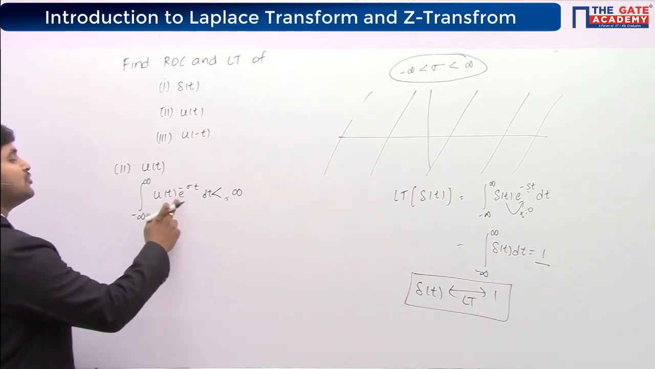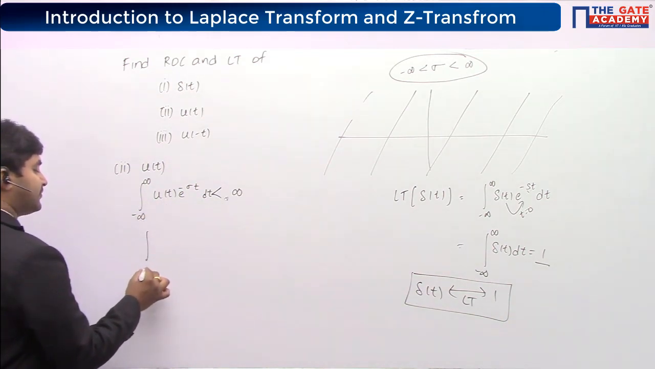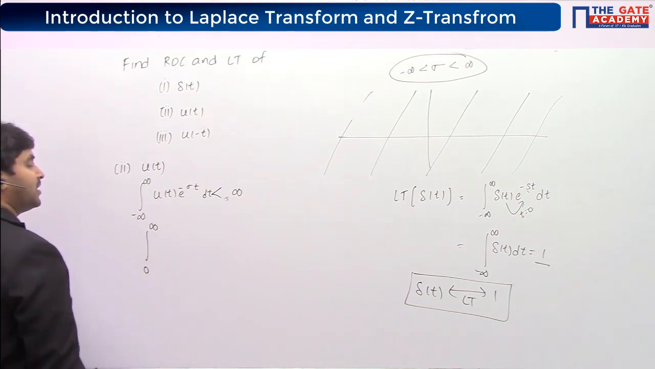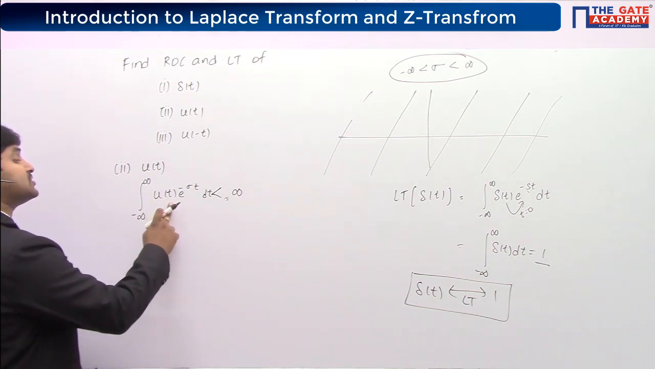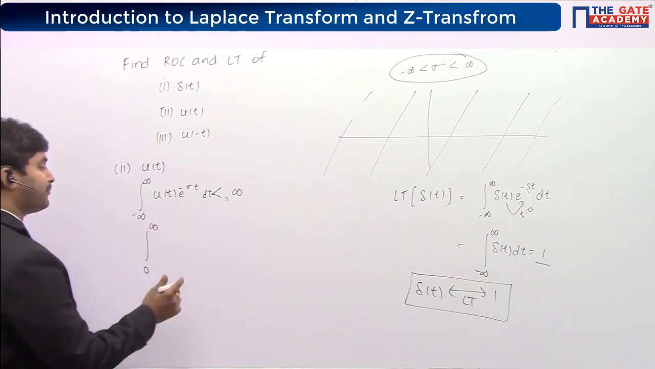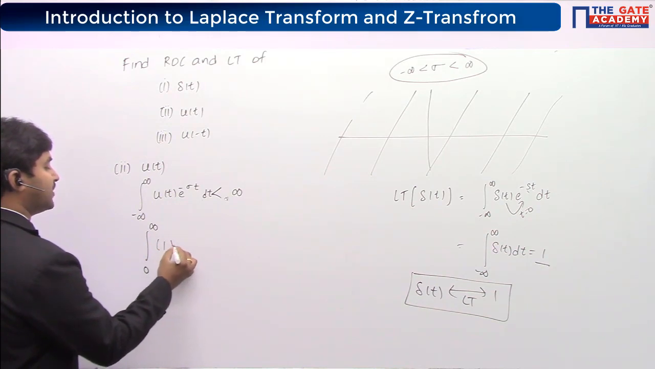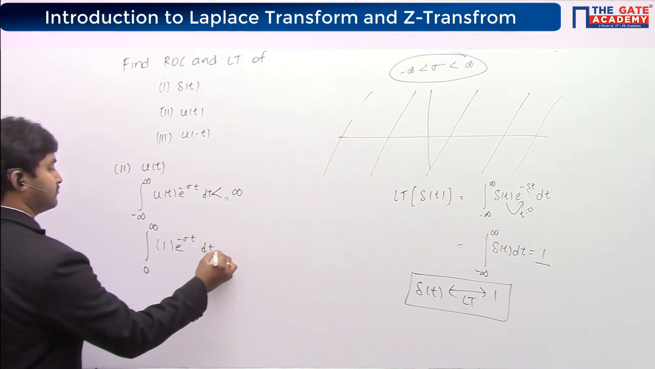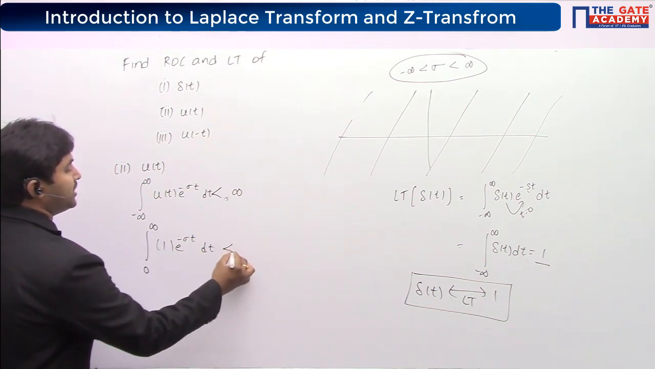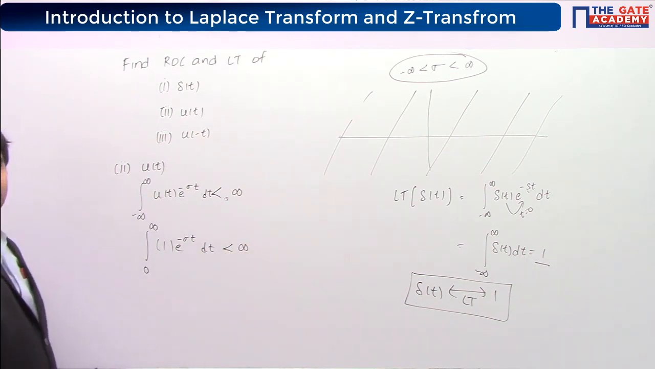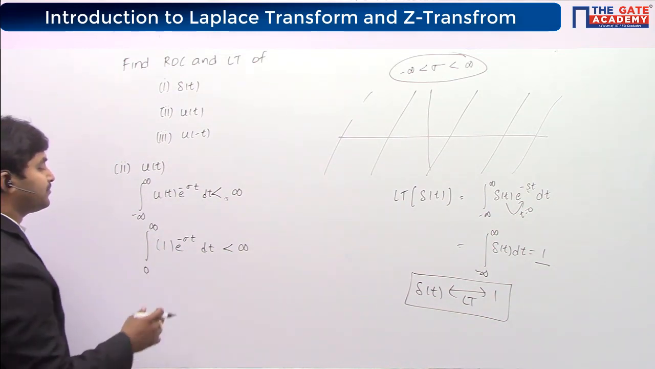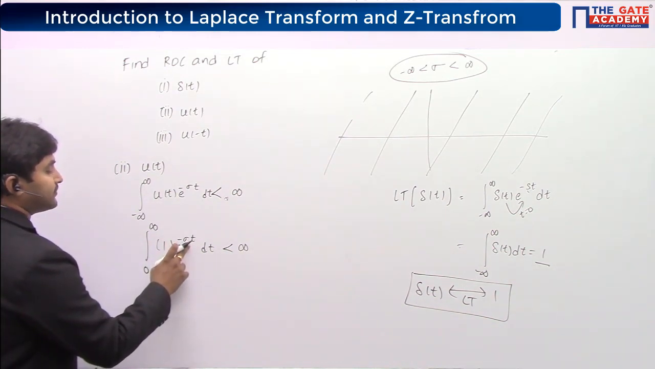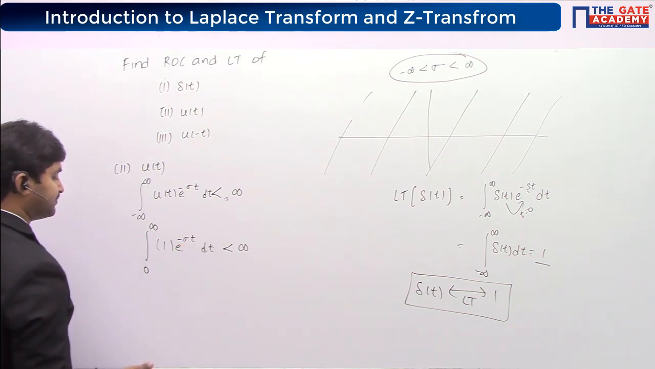Now, because you have u of t, I can limit the integral from 0 to infinity only, because u of t is non-zero for positive values of t. So here u of t becomes 1, and we have e power minus sigma t, which we want to be less than infinity. Now please tell me one thing: if sigma is positive and if sigma is negative, what is going to happen?